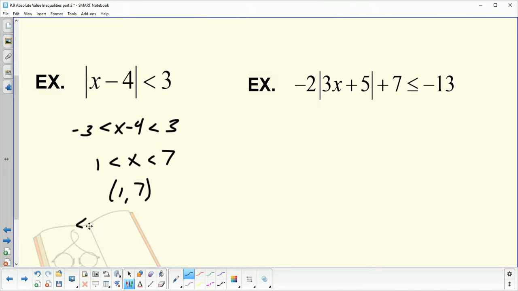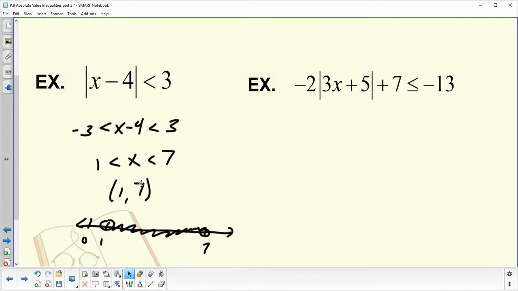We could also graph this solution if we wanted, and we would have, let's say, 0, 1, and somewhere out here we're going to end up with 7. Remember, there'll be open circles for both because we do not include the two values, and then we're going to graph in between them. Okay, so an and statement on this one because it was less than, and we graph it in between because it's an and statement. Another big thing here, just like absolute value equations, before we can actually decide if we have an and or an or, you really need to make sure that you isolate the absolute value first.